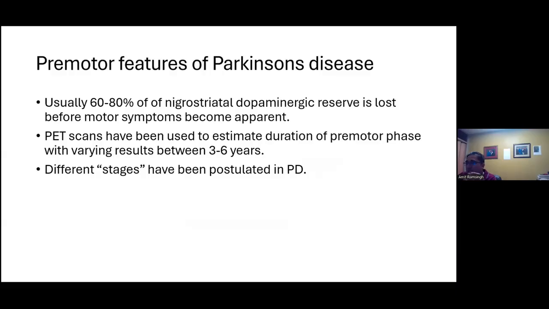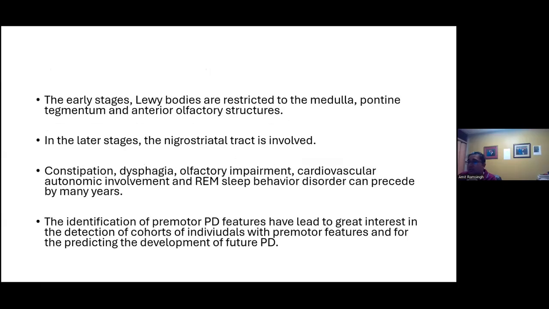So we're looking at the premotor features. These usually only come about when you have about 60 to 80% degeneration of the nigrostriatal fibers. When that reserve is lost, we have the appearance of the symptoms. PET scans have been used to estimate the duration of the premotor phase at between 3 to 6 years. In the early stages, Lewy bodies are restricted to the medulla, the pons, and the anterior olfactory structures, but in the later stages, the nigrostriatal tract is involved.